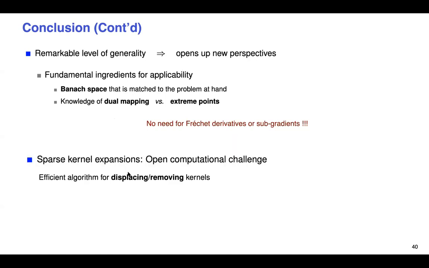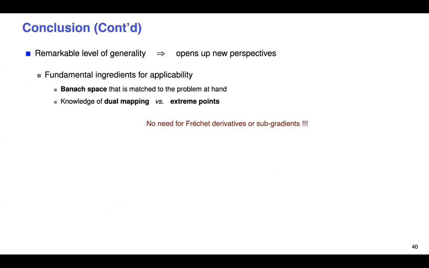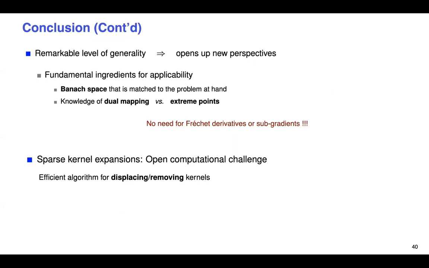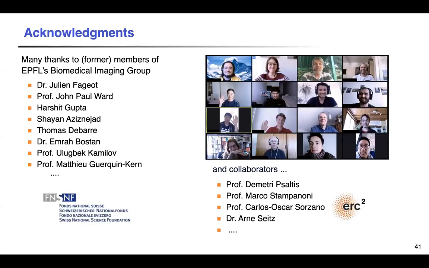But there are many open challenges, because with the sparse representation, you don't know where to put the kernels. So you need to define algorithms that will locate the kernels. Also for the neural network, you need to determine how many knots there are per neuron. And this brings me to the end.